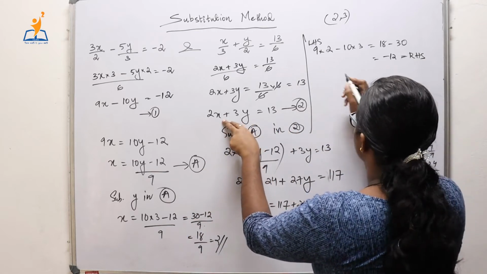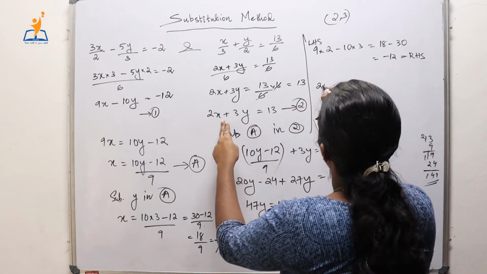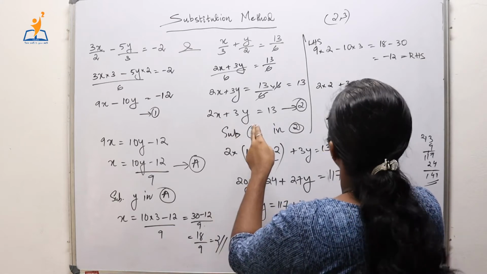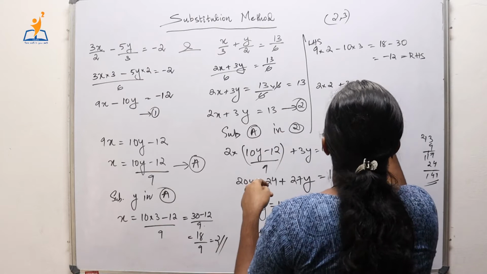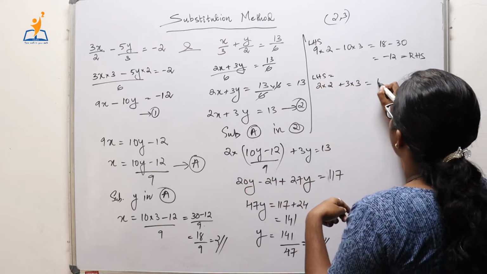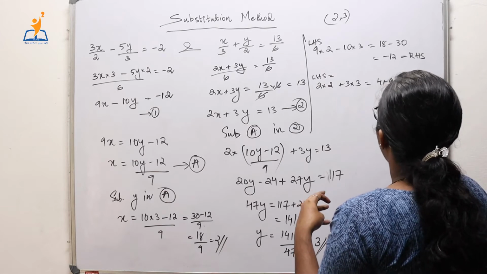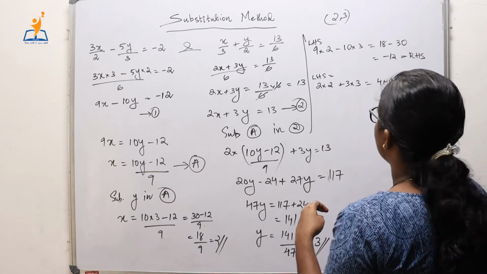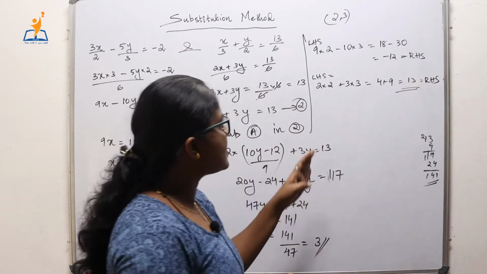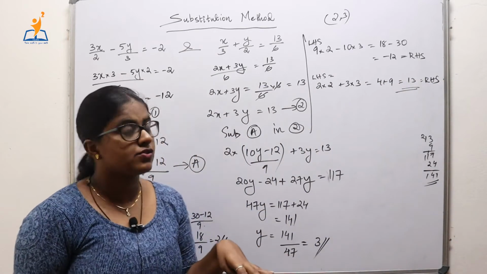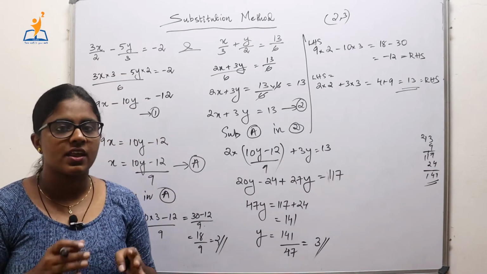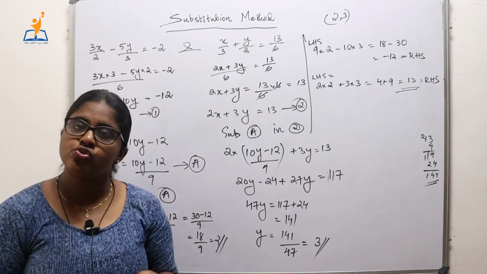Now we will verify equation number 2, that is 2 into x, x is 2, plus 3 into y, y is 3, and again this was our LHS. So 2 into 2 is 4, 4 plus 3 into 3 is 9, and 9 plus 4 is nothing but 13, which was our RHS. So that's it. The verification part is also over. So the solution for this particular pair of linear equations in two variables is (2, 3).